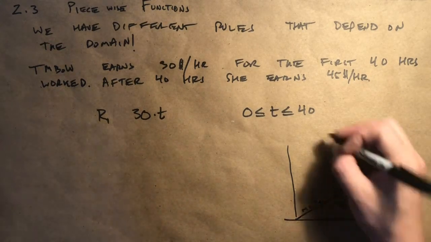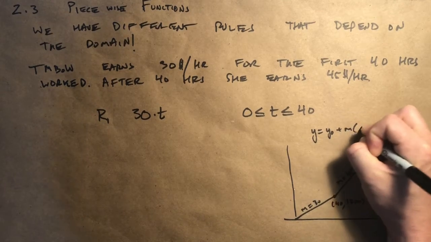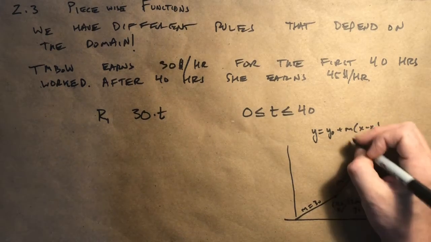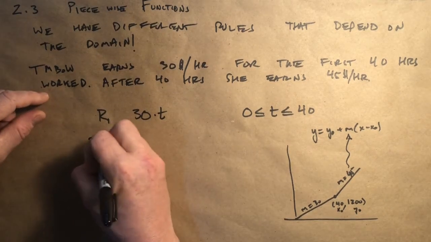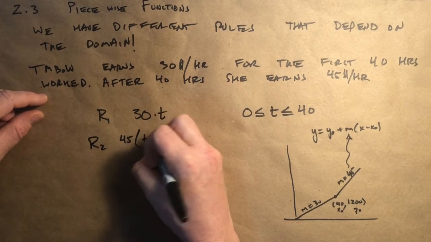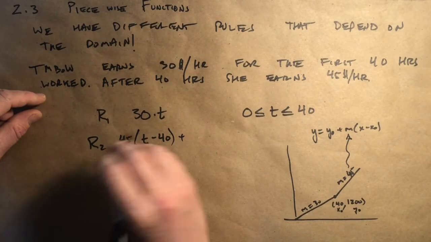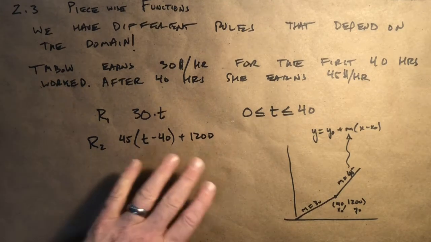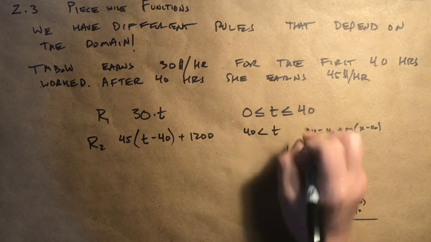And so I'm going to use point slope form to make that equation. Point slope form, for those of you in the cheap seats, is y is equal to y naught plus m times x minus x naught, where we have x naught, y naught right there, and that is our slope. So our second rule is going to be 45 times t minus 40, plus that 1,200. I'm sorry, I wrote it in the wrong order, but it doesn't really matter. This rule carries over from 40 hours and onward.